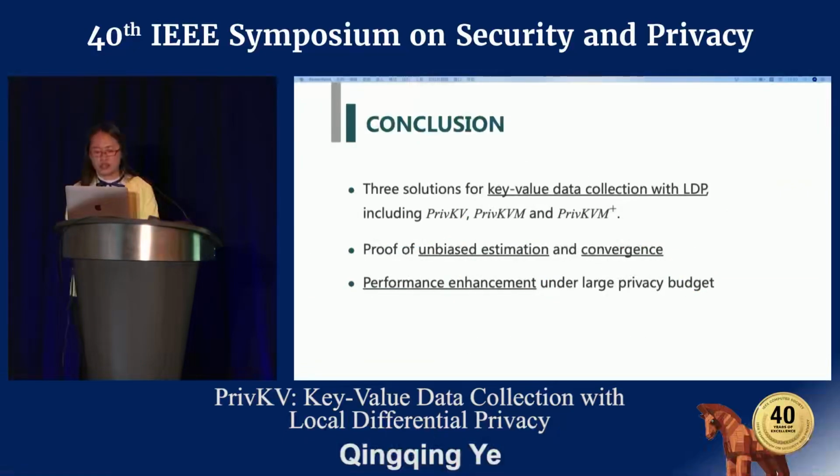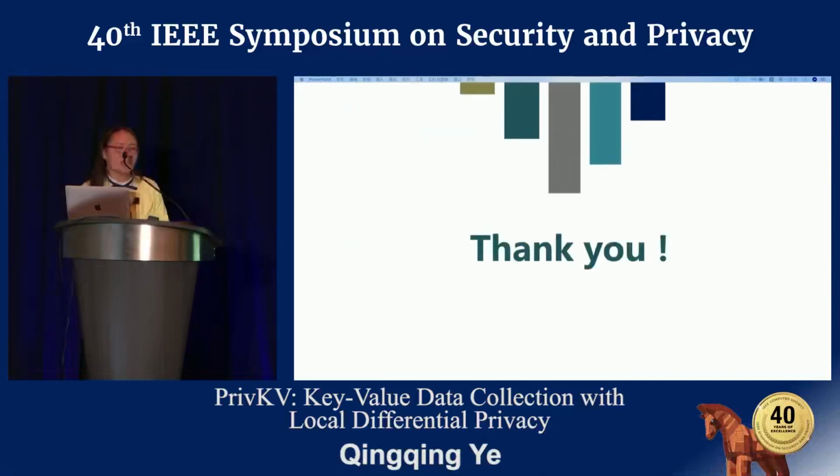Here is our conclusion. We propose 3 solutions for key value data collection with local differential privacy, and we further compare these 3 approaches in terms of estimation accuracy and the communication bandwidth. We theoretically prove the estimation is unbiased and always converges to the ground truth. And we also optimize our solutions to further improve the performance under a large privacy budget. That's all. Thank you.